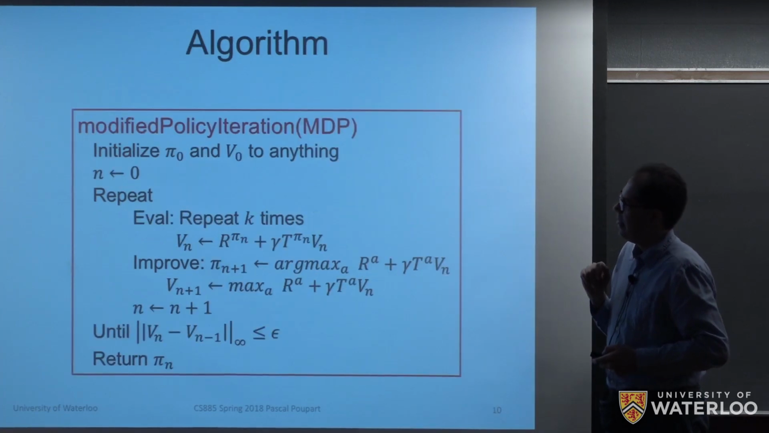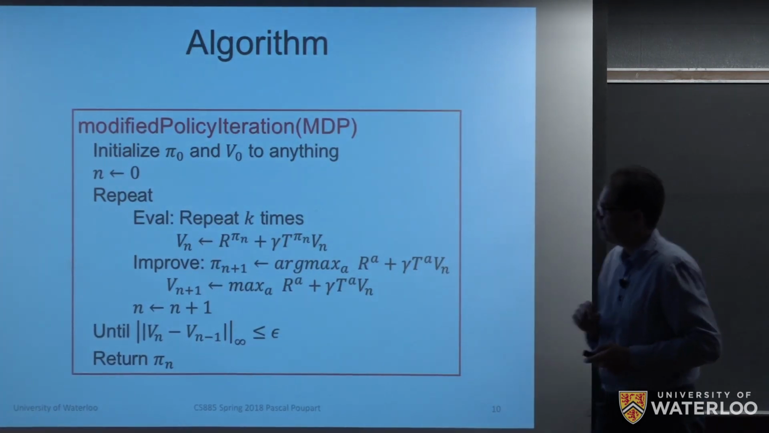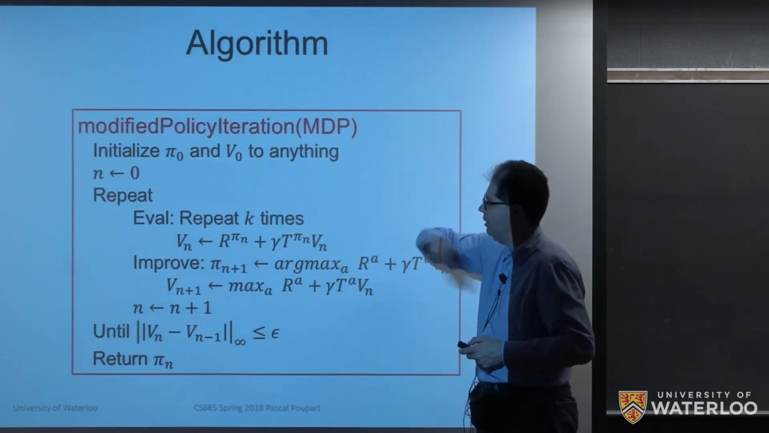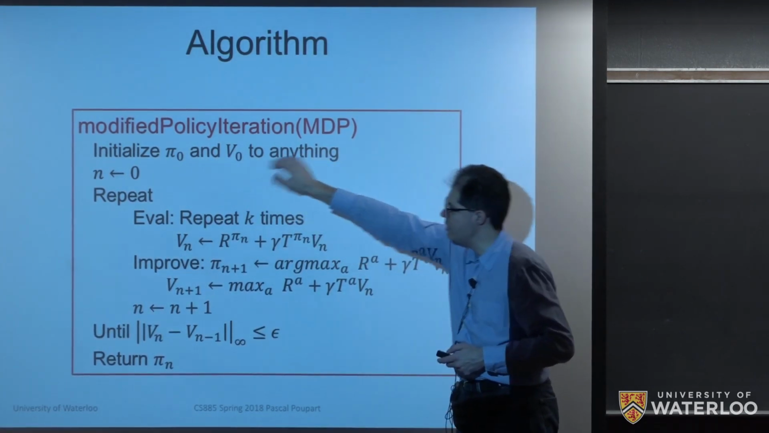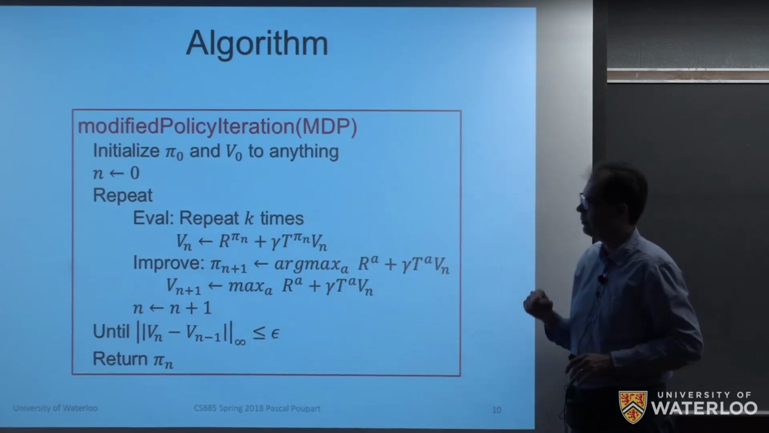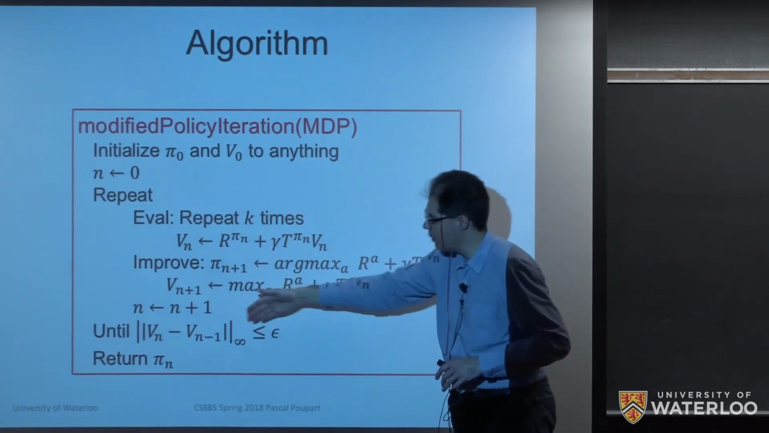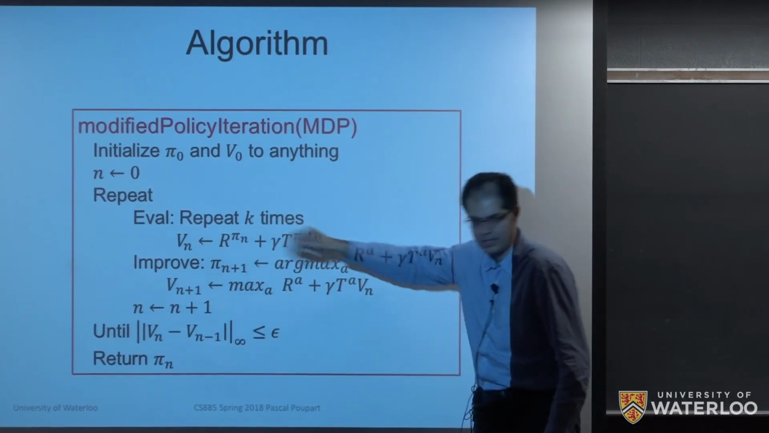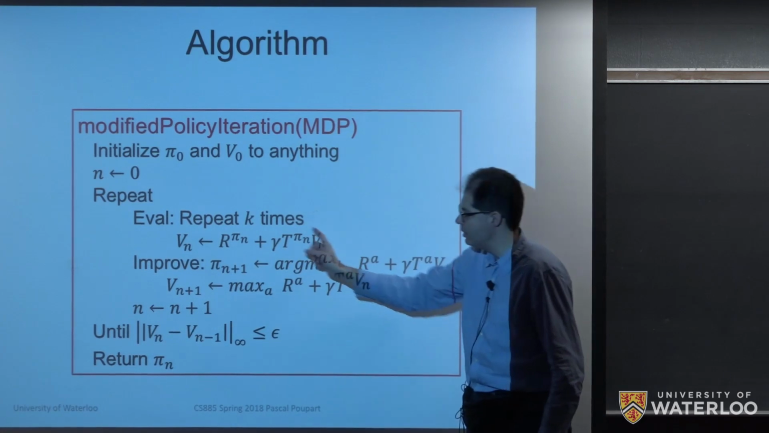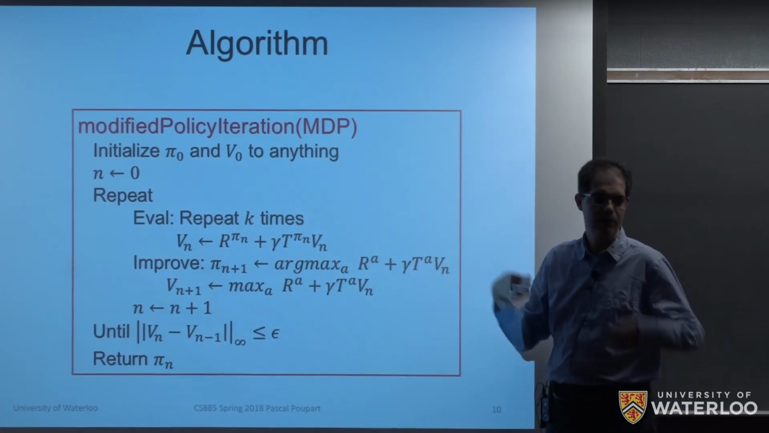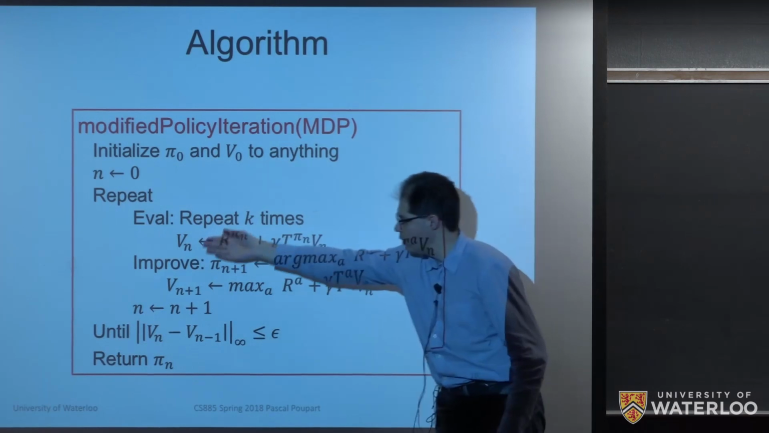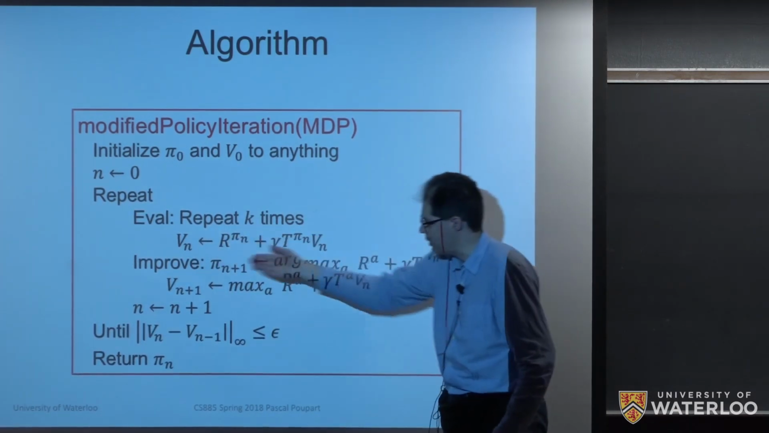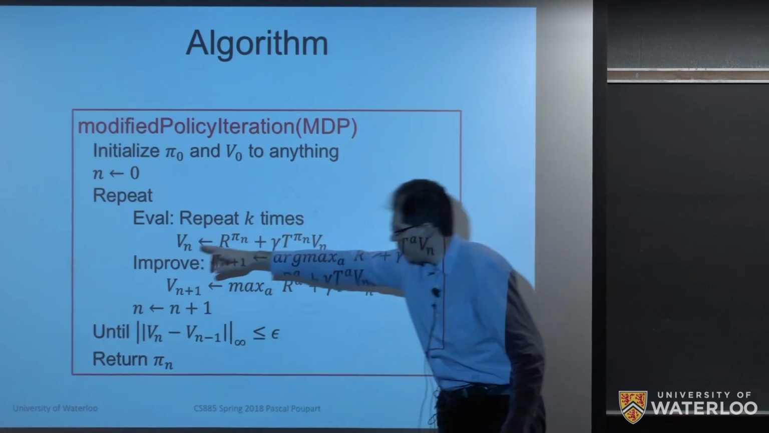Okay, so here's the full algorithm. We start with some policy pi 0 and v0 for the value function. These two can be initialized to anything. Then you repeat the following steps where you alternate between evaluation, but now we don't do an exact evaluation. We're just going to be doing k steps of value iteration, but here in the context of policy evaluation. So just do k iterations. And then we have an estimate.